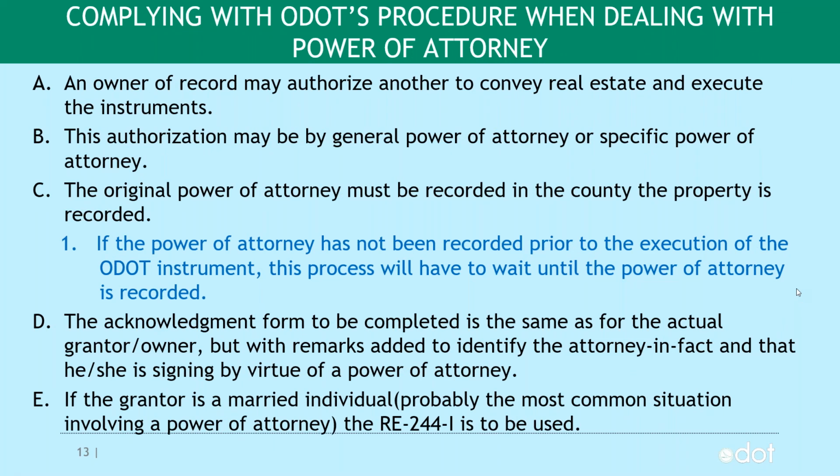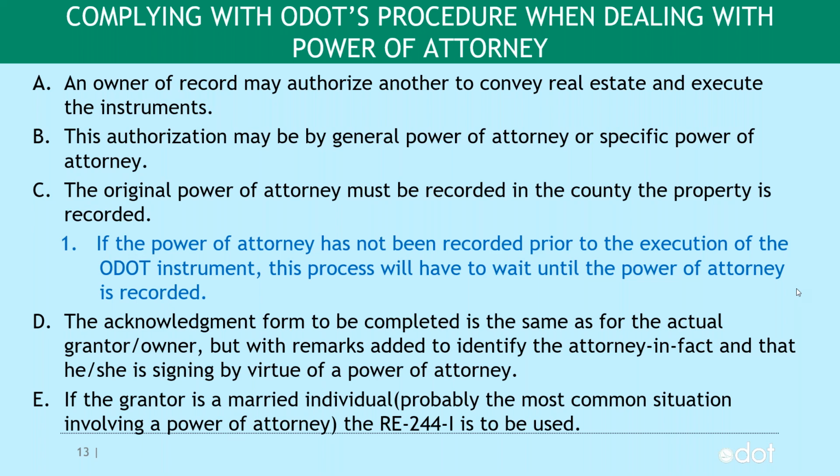So, complying with ODOT's procedure when dealing with power of attorney, as I said, the owner of record may authorize another to convey real estate and execute the instruments. You may see this a lot of times with military families, where the spouse is serving maybe over in Afghanistan or something for a period of time. Well, then the spouse that remains in the States typically will have a power of attorney to sign off for that spouse that's in the armed forces and serving overseas. You tend to see that probably the most of almost anything with a power of attorney that we run into.